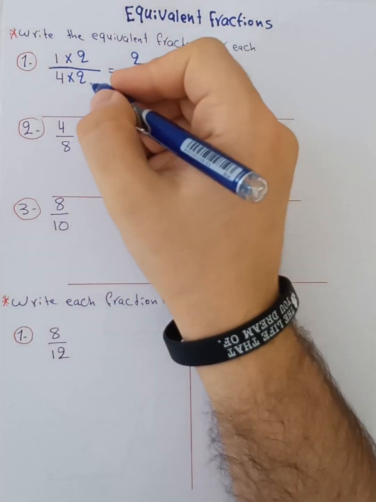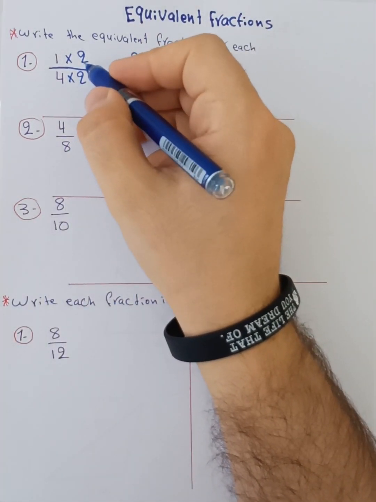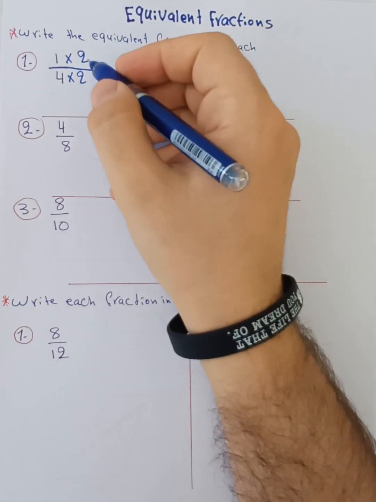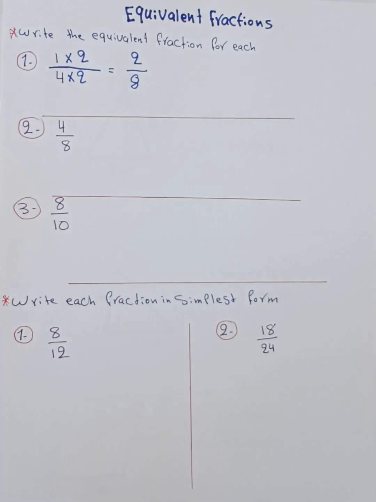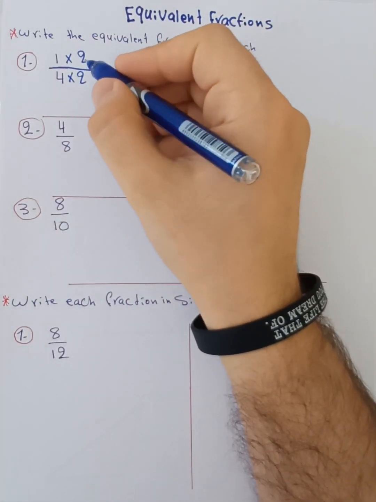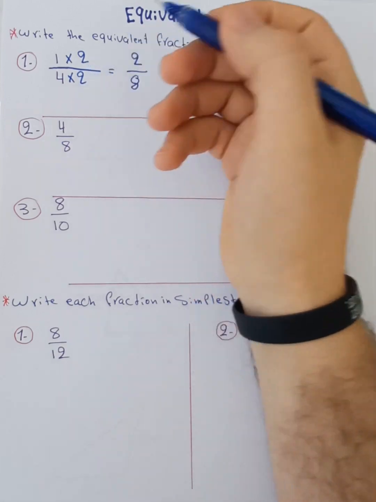And then we can multiply by another number as you like. For example, you can multiply by 2, by 3, 4, 5, 10, 20, as you like. But the easiest way, or the easy number, is 2.